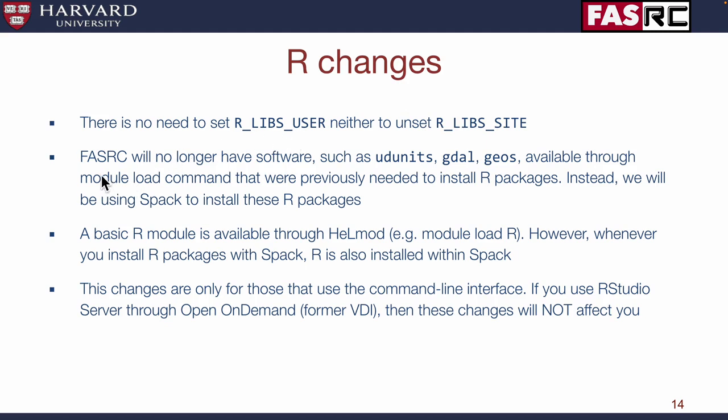FASRC will no longer have software such as UDUNITS, GDAL, and GEOS available through the module load command that were previously needed to install R packages. Instead, we will be using Spack to install these R packages and their dependencies. A basic R module is available through Lmod, module load R. However, whenever you install R packages with Spack, R is also installed within Spack.